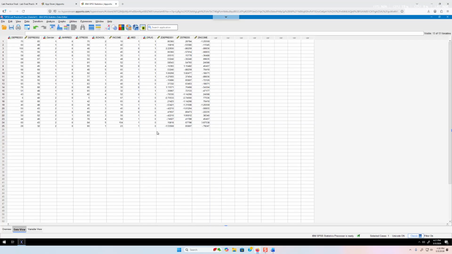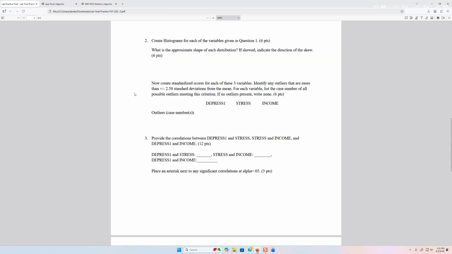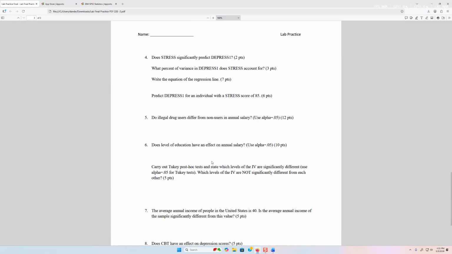Let's go back here. So that is number 3. Number 4, does stress significantly predict depression 1? So this is regression because we're asking about prediction. Whenever you see predict, it's linear regression. Stress is the independent variable, it's the x. Depression is the dependent variable, it's the y.